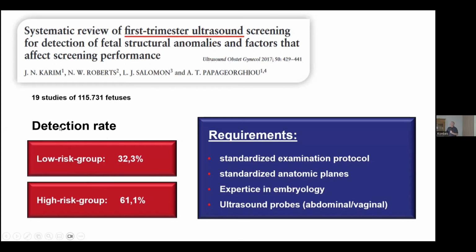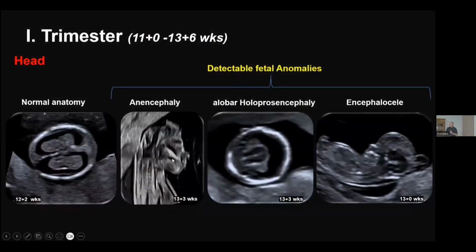We have a detection rate in low risk groups of roundabout 30%. In high risk groups it is more than 60%, especially for parents who are older than 35 years. But we need standardized examination protocols, good anatomic planes, the expertise in embryology and good ultrasound probes, so that we have a good machine. And these are images, you know this, but here is the anencephaly.